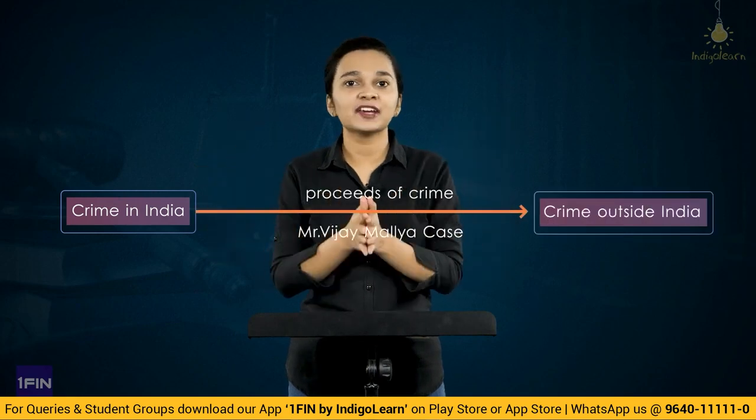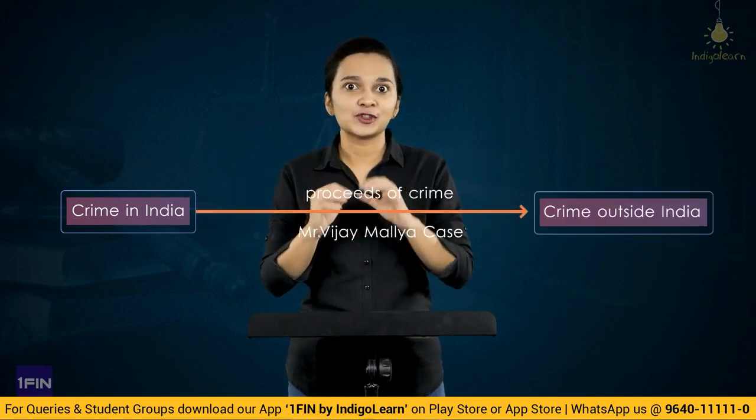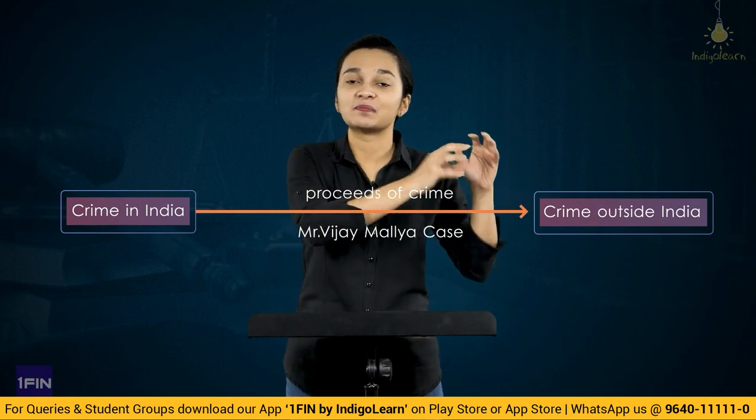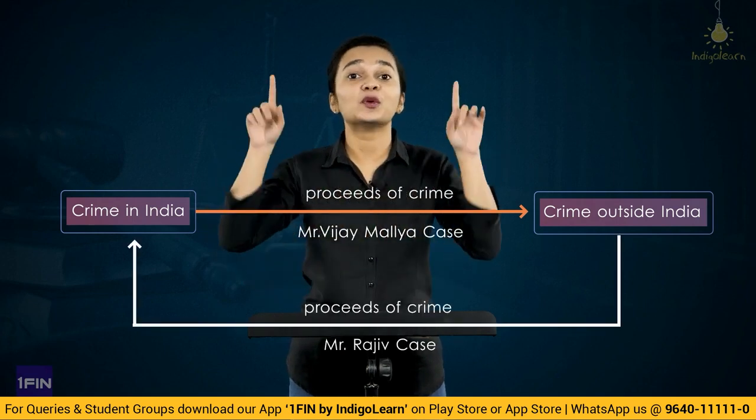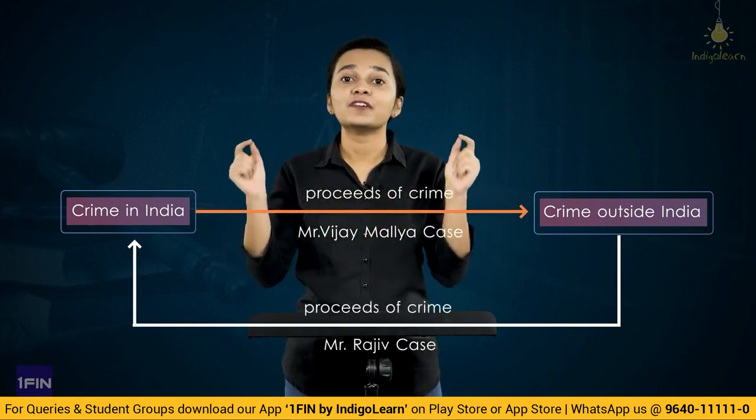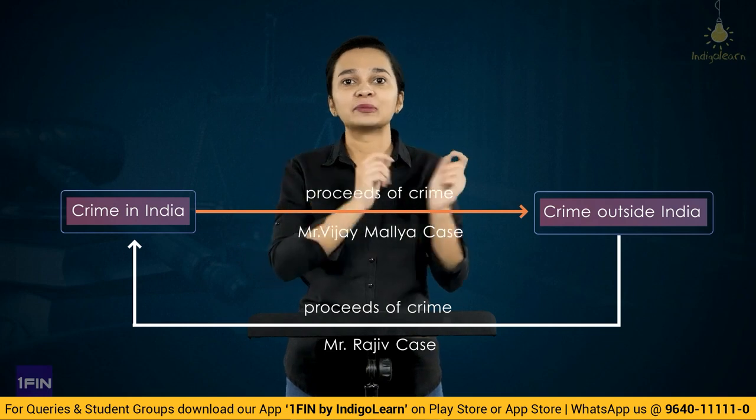Rajiv somehow transfers all these proceeds of crime to India and flees away to India. In the first situation, we understood the crime happened in India and the proceeds of crime were transferred outside India. In the second situation, we have understood that the conduct of the offence has happened outside India, but the proceeds were transferred here in India. So both these are offences having cross-border implications.